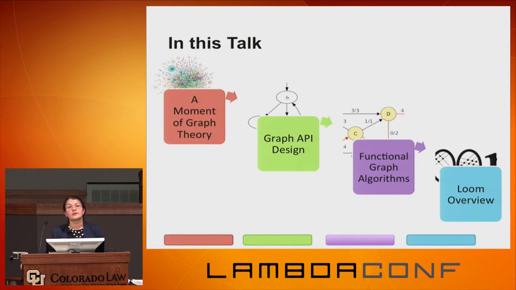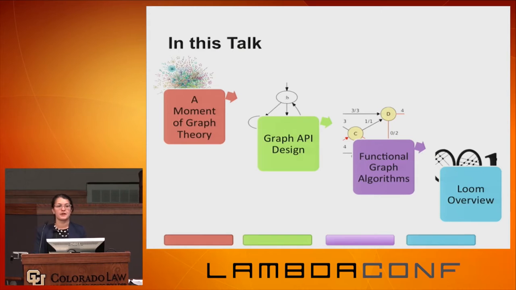And then we'll talk about graph API design, which in my opinion is one of the most fascinating things to think about. How do you represent graphs such that they're flexible but also efficient? Then we'll talk about graph algorithms and how we would implement them functionally. Specifically, we'll look at the object-oriented implementation and then compare it side-by-side to the functional implementation. And at last, we will do an overview of Loom and what Loom does for you, and how you could jump into using a graph algorithms library.